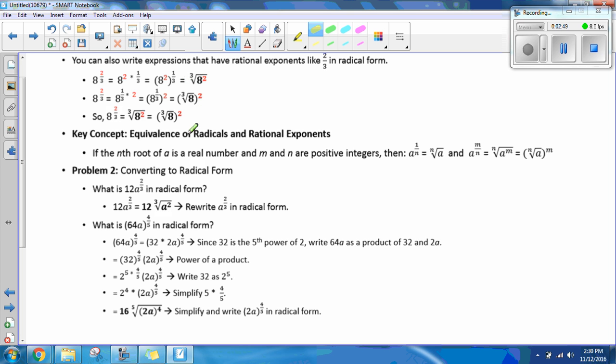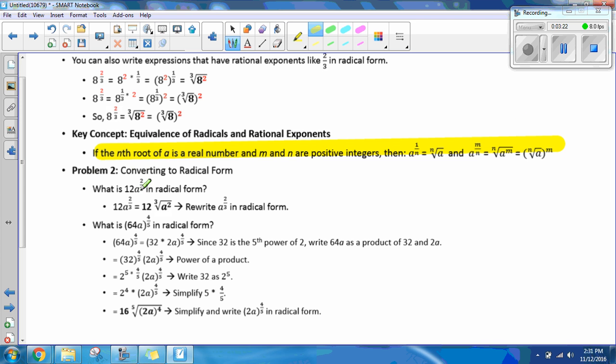Equivalence of radicals and rational exponents. If the nth root of a is a real number and m and n are positive integers, then a to the 1 over n power is equal to the nth root of a, and a to the m over n power is equal to the nth root of a to the m power, or we can think of it as the nth root of a, that quantity, to the mth power. So we're converting into radical form.